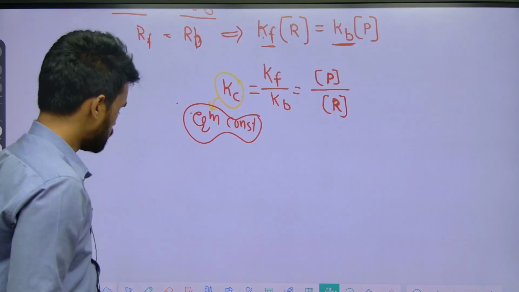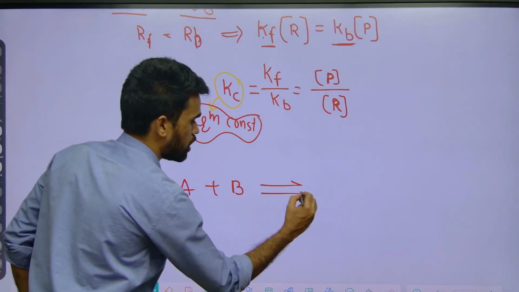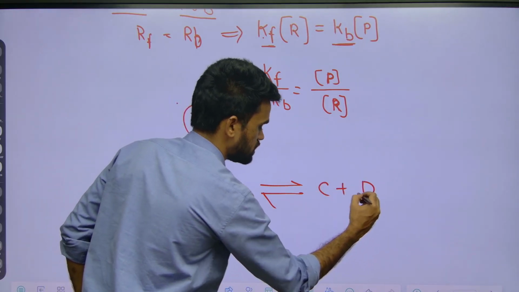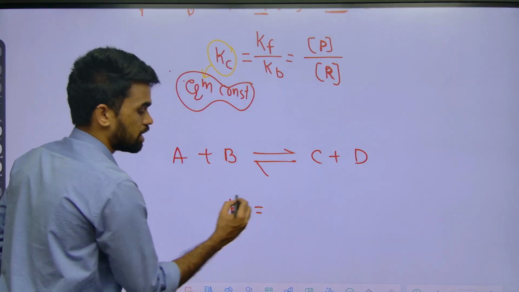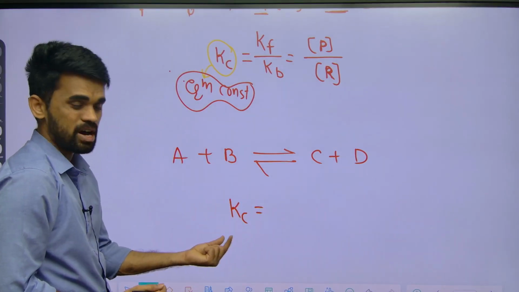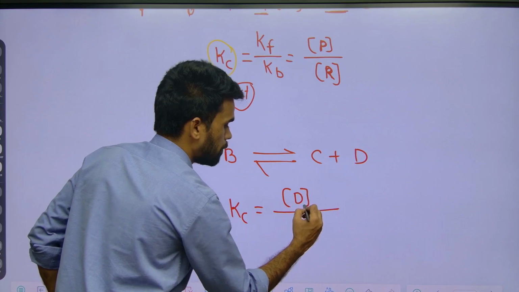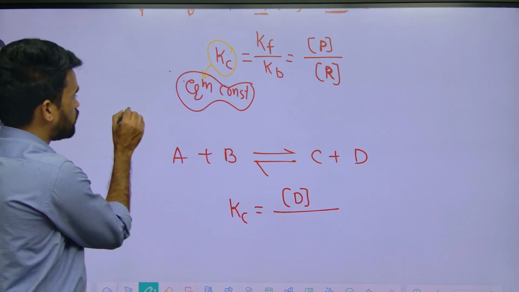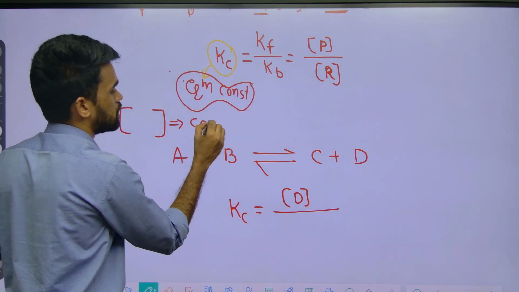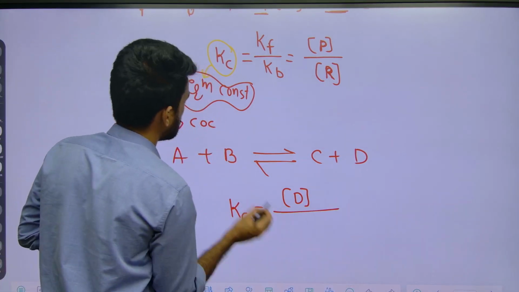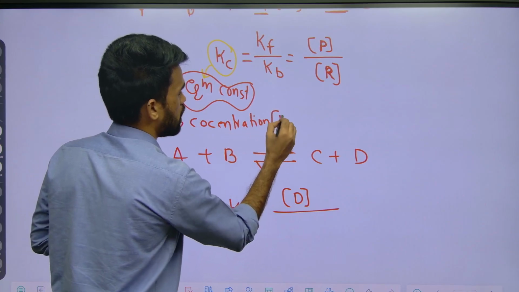Let us look once again. If A, B are reactants combined to form some products like C and D which are in equilibrium, and I ask you to write the equilibrium constant for this, what you need to do is take the concentration of product by concentration of reactant. Whatever the square bracket I am using here, this indicates concentration, like molarity. You can take this as molarity.